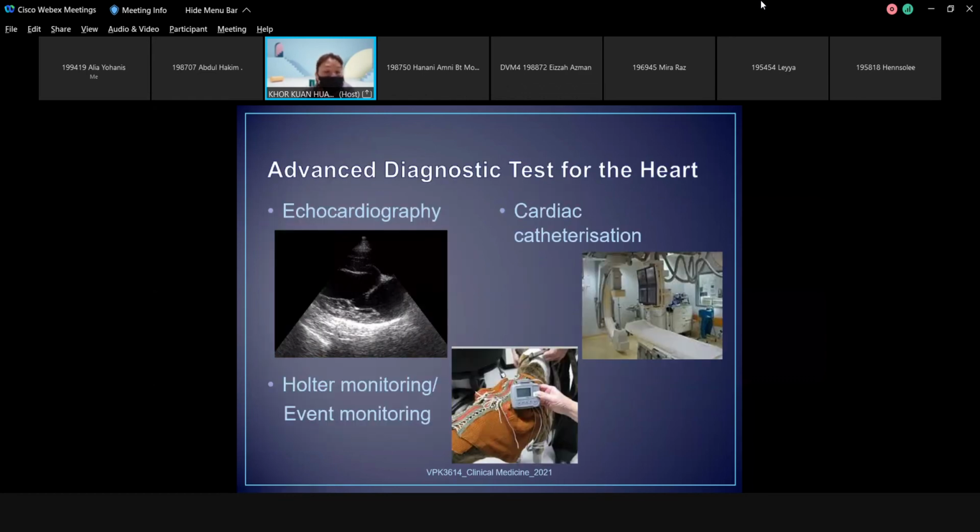So if you think the case is going to be a heart disease, echocardiography is warranted. Holter monitors are often used when patients have arrhythmia that needs to be investigated, because you want to administer antiarrhythmic drugs. Then only you put the patient on a Holter monitor.